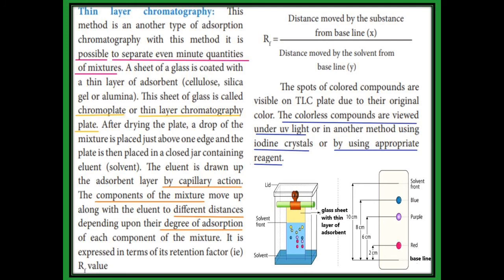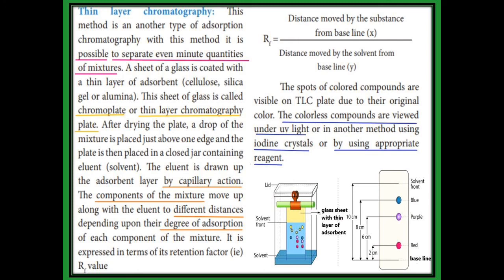You see that in the plate, from the baseline, the mixture containing those compounds, red color, purple color, blue color, moves in the plate with the help of solvent to different places. So the solvent also moves to a particular place. The red color moves with the help of solvent from the baseline 2 centimeter, just for example. And purple moves 6 centimeter from the baseline, and blue 8 centimeter, and the solvent from the baseline without the compound just moves 10 centimeter in the chromatography plate.